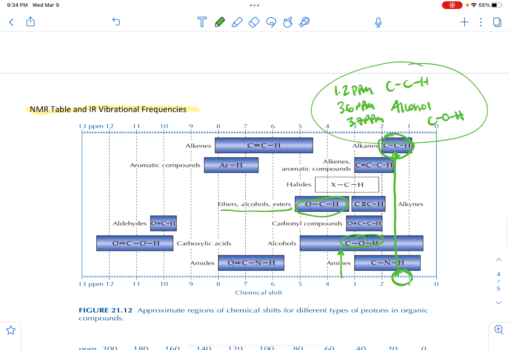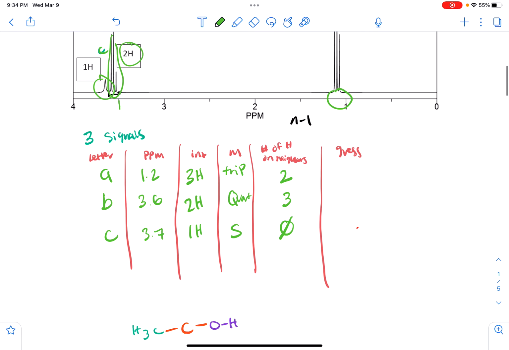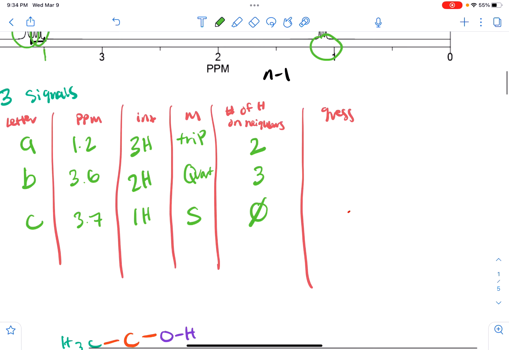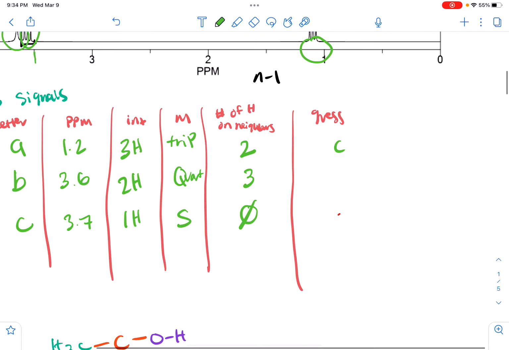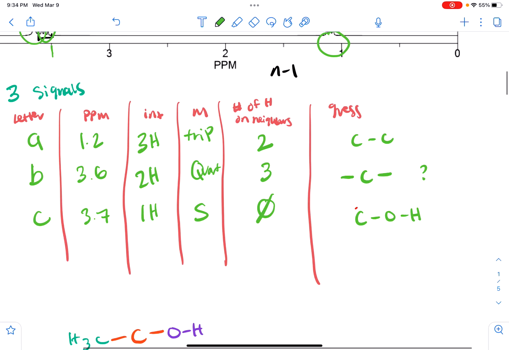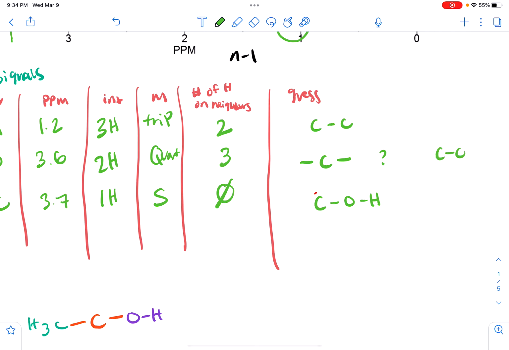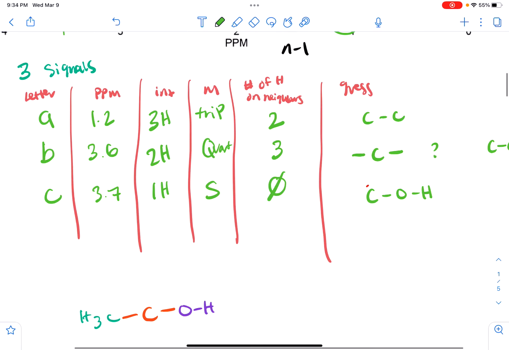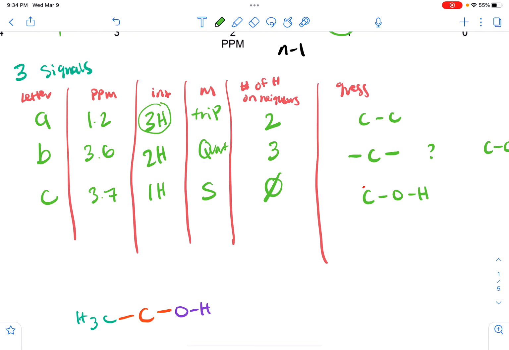So we're going to carry all this information back up with us. Up here, we're going to write our CC bond and our COH bond and our C bond here, because we're not really sure on this one. We did note that it was part of an alcohol, but we're still not quite sure what's going on. And as I said earlier, the integration indicates how many hydrogens are involved.